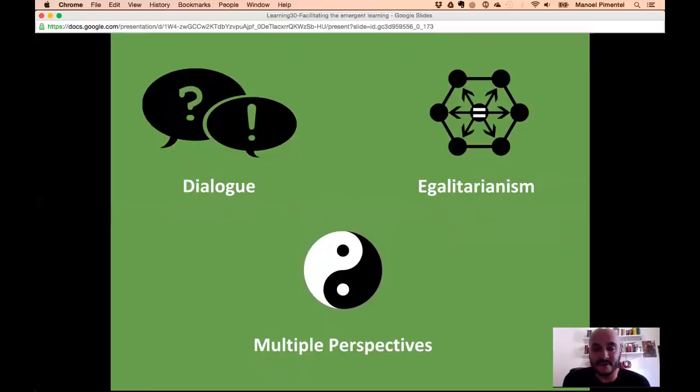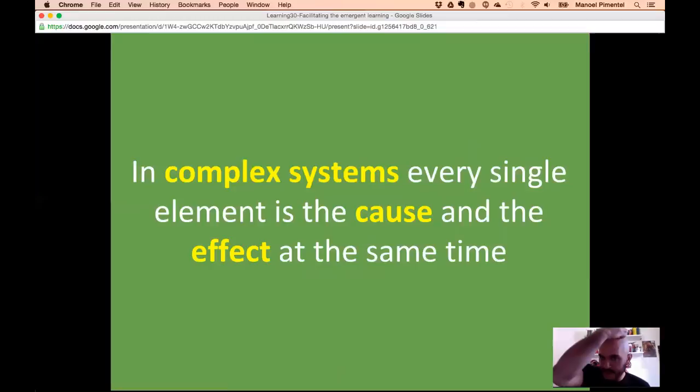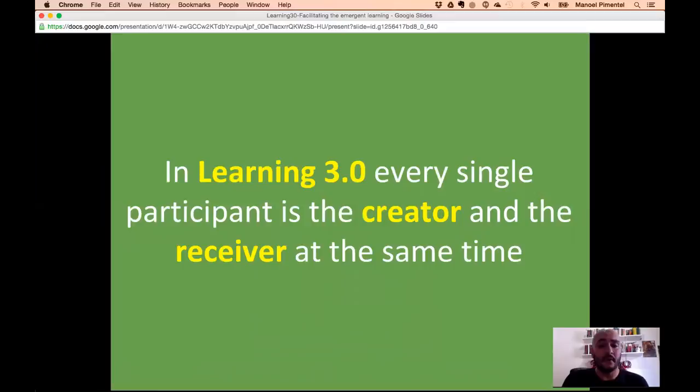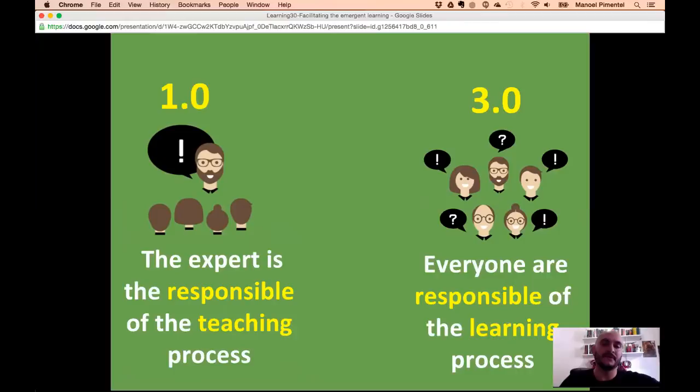It's important because if you take a look at complexity theory, you understand that in a complex system, every single element is the cause and the effect at the same time. And, of course, from a learning perspective, Learning 3.0 recognizes that every single participant is the creator and the receiver at the same time, right? And you can understand that in Learning 1.0, the expert is responsible for the teaching process, and in Learning 3.0, everyone is responsible for the learning process.